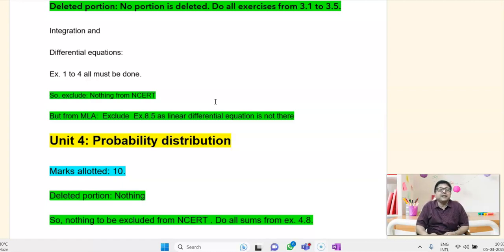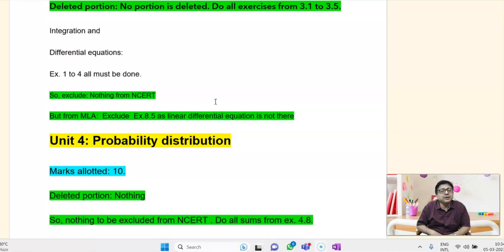And another thing I'd like to say, all applications of differential equation, whether it is the cooling problem, the radioactive decay problem, the increasing population problem, or the banking problem, differential equation applications, you must do, questions must be asked from there.